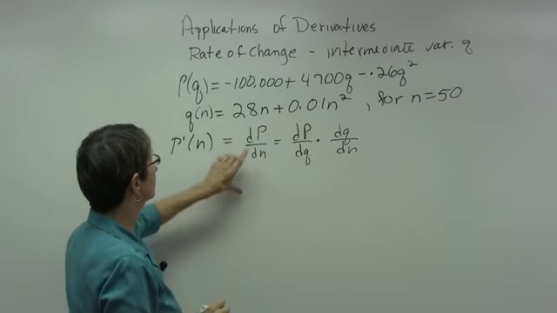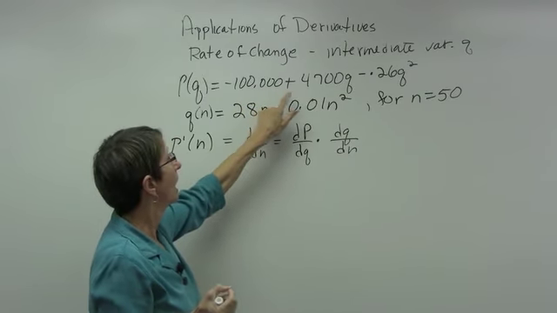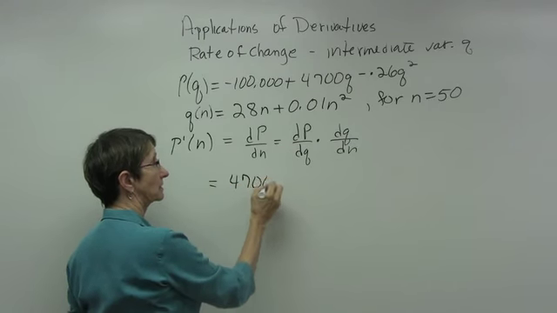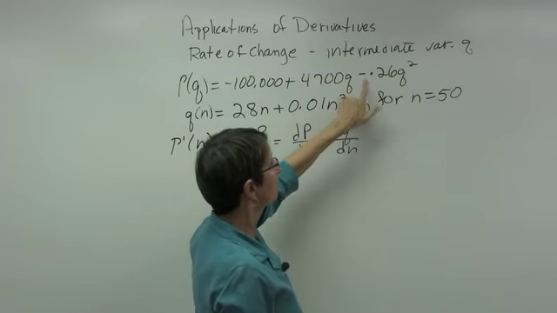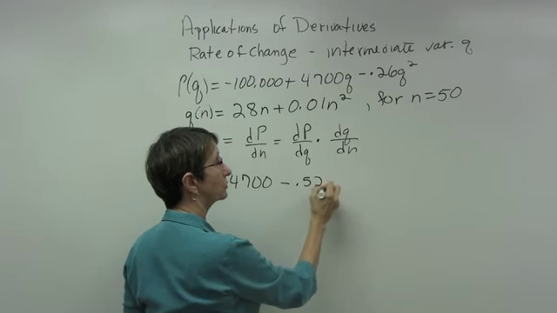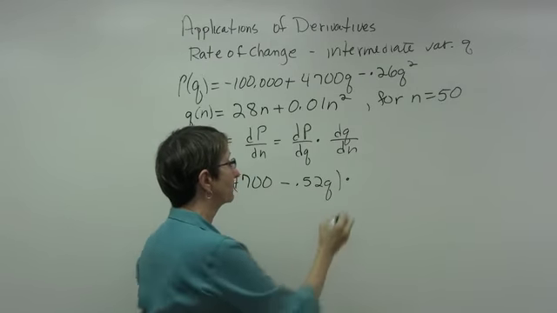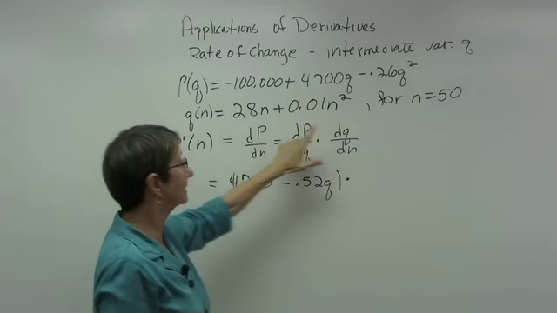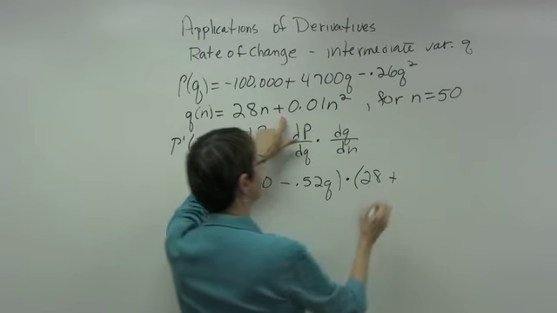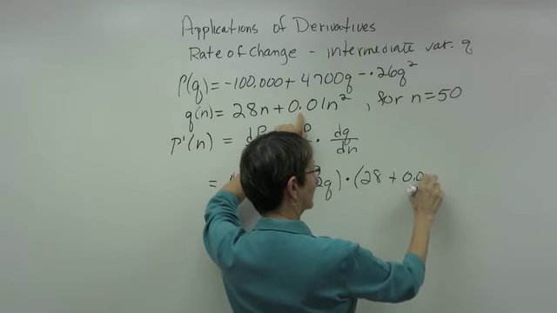So let's take derivatives. The derivative of negative 100,000 is 0, it's constant, plus the derivative of 4,700Q is 4,700, minus the derivative of 0.26Q squared: 2 comes around front and multiplies by 0.26, making that 0.52Q, and that is the derivative of P with respect to Q. So let's multiply now by the derivative of Q with respect to N. The derivative of 28N is 28, plus the derivative of the N squared term: 2 comes around front, making that 0.02N.